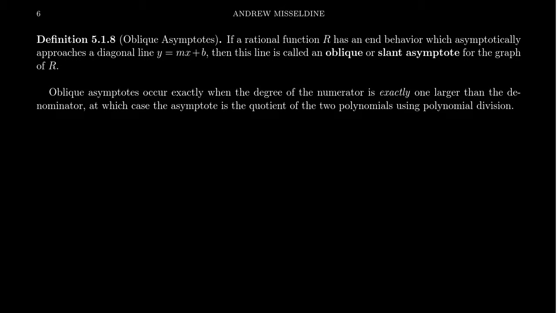So we want to talk about, in this video, the idea of an oblique asymptote, that there might be a slanted line or an oblique line, so that as x goes towards infinity or negative infinity, our rational function starts to behave like a diagonal line, a slanted line of some situation. Now, an oblique asymptote is going to be a line, y equals mx plus b. It only happens when the numerator is exactly 1 degree larger than the denominator. And we find this oblique asymptote using polynomial division.